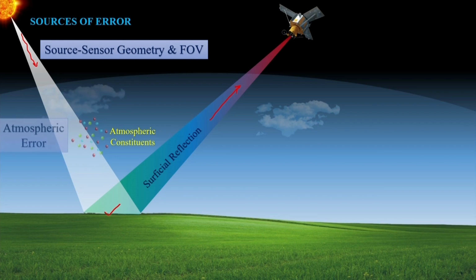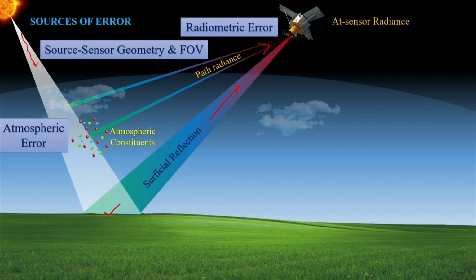But we have an atmosphere where we have clouds and different atmospheric constituents, and they introduce atmospheric error. Here you can see that because of this path radiance, additional information or value is being recorded by the sensor located in space. This error is known to us.